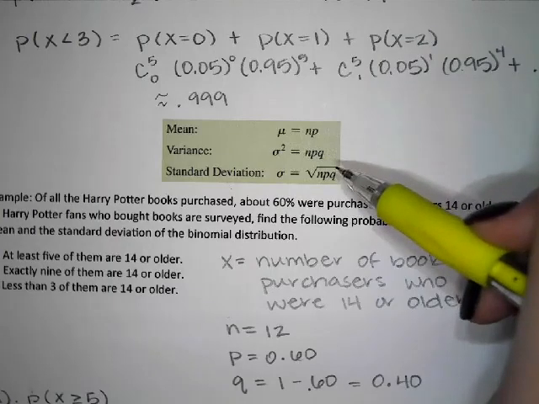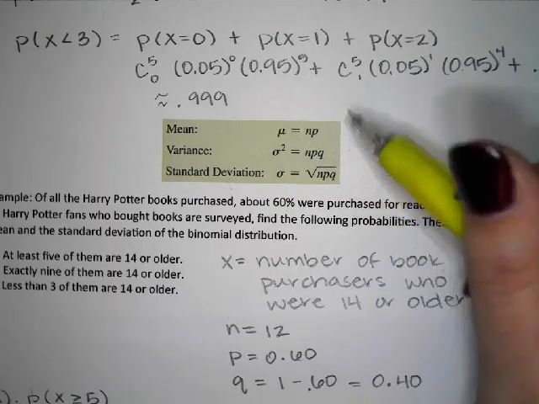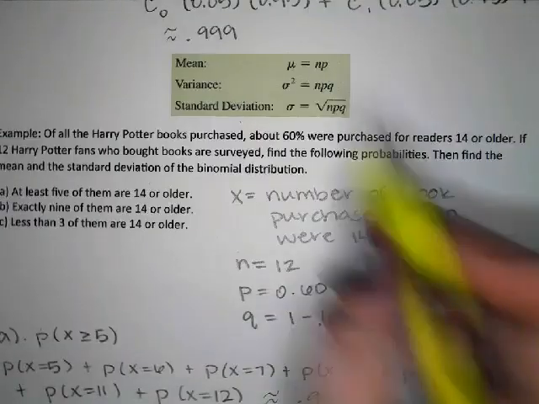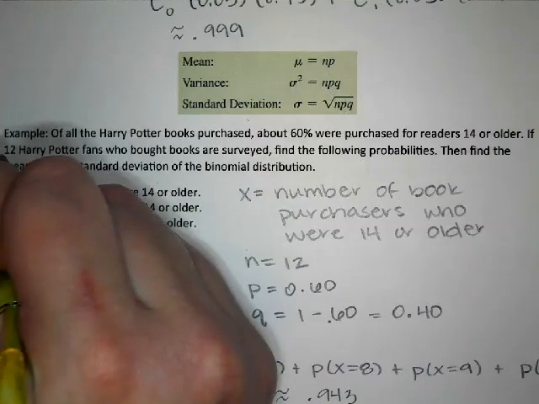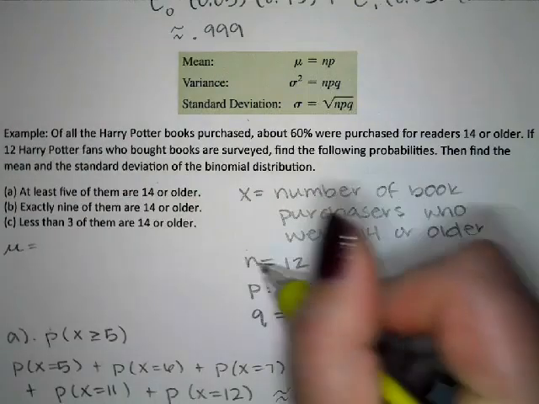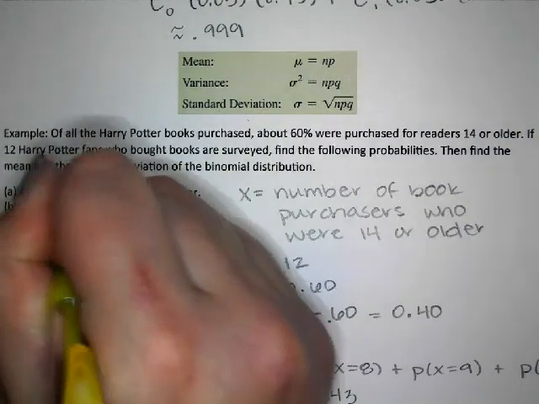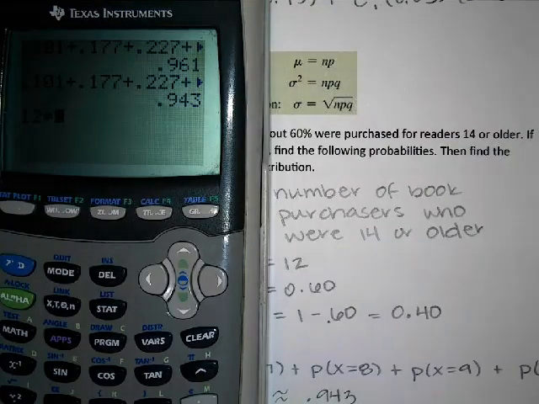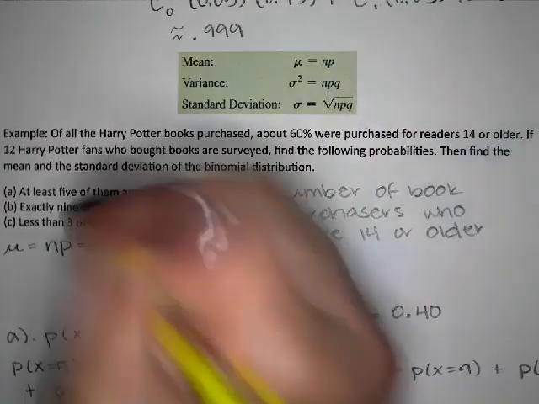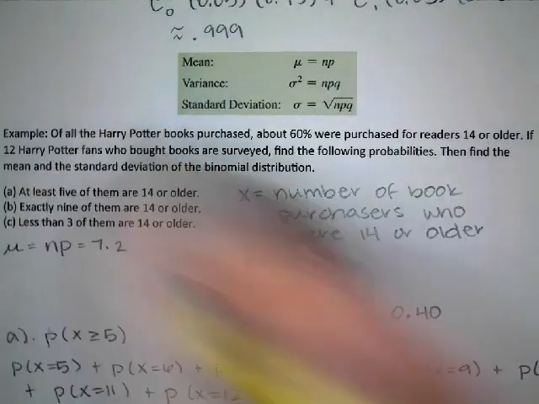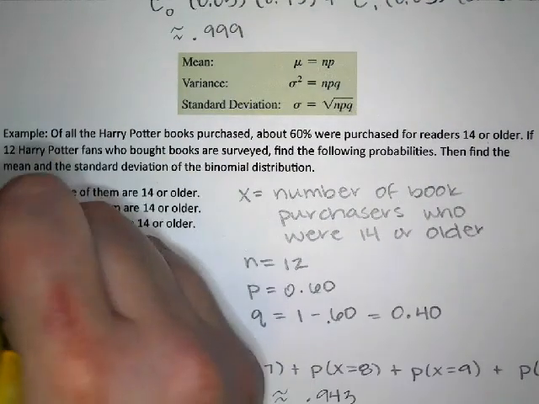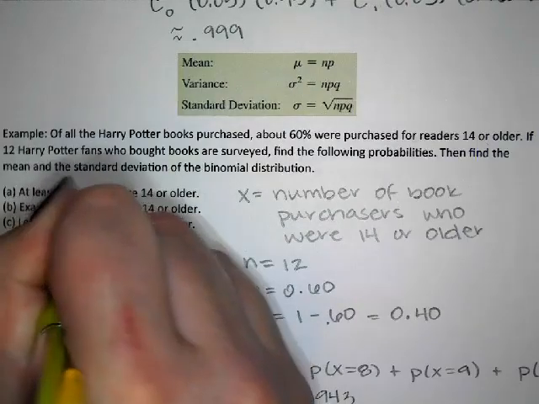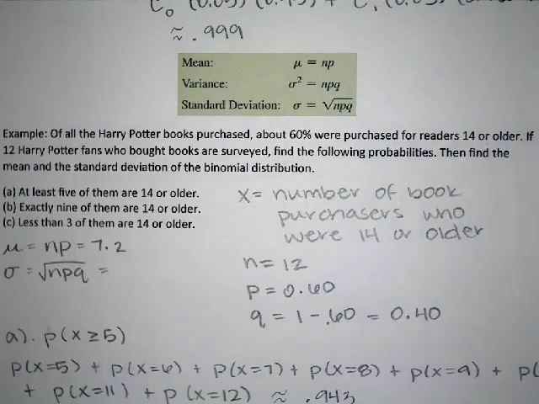So I'm going to say the mean, mu, is n times p, which is 12 times 0.6, 7.2. And the standard deviation is the square root of n times p times q, which is the square root of 12 times 0.6 times 0.4, 1.7.